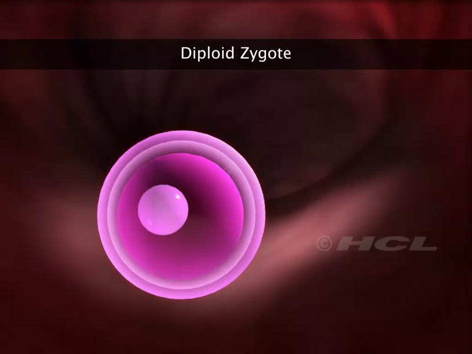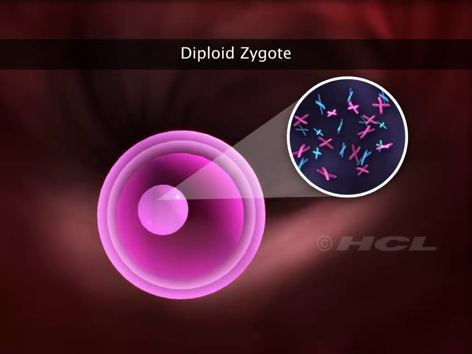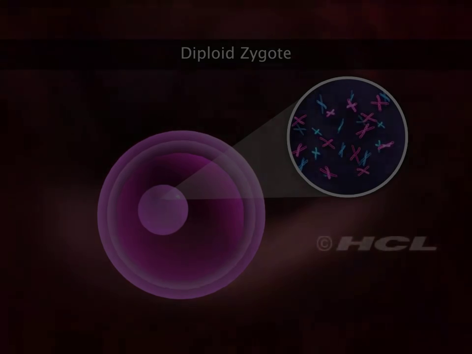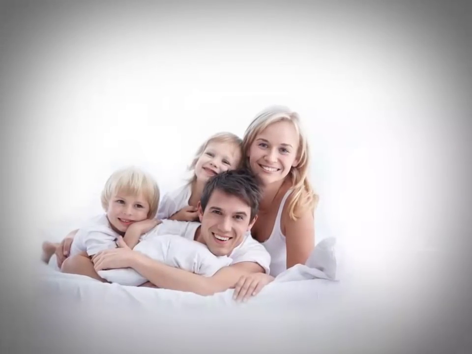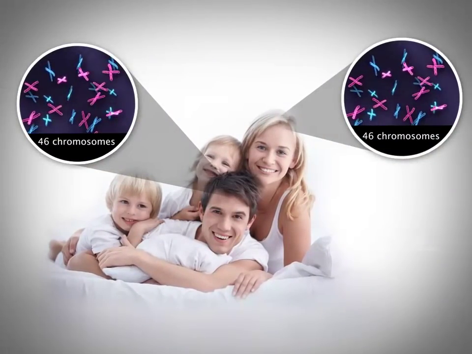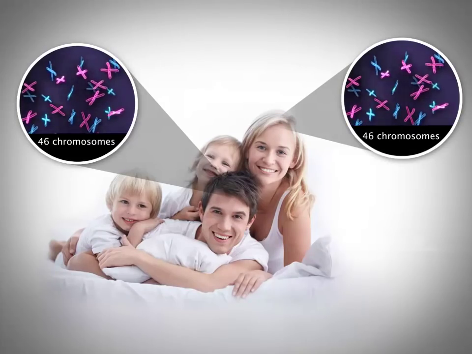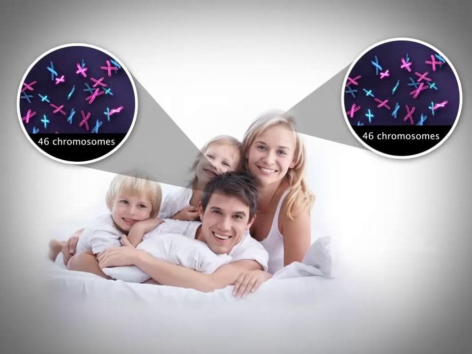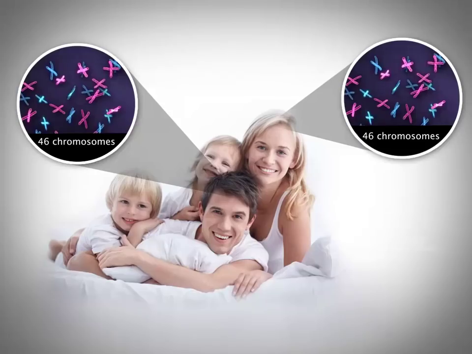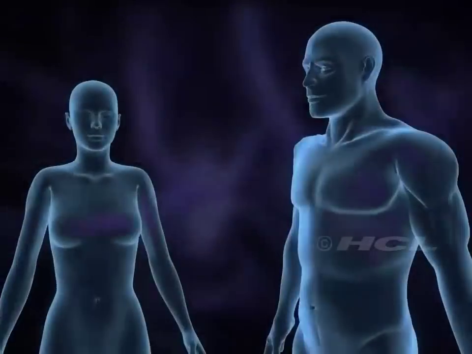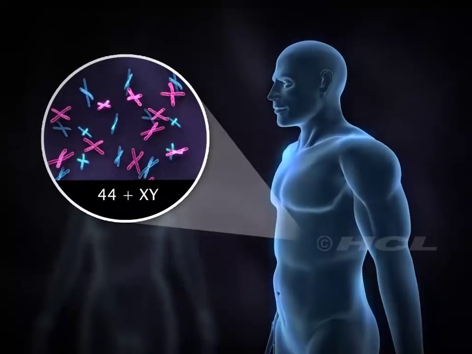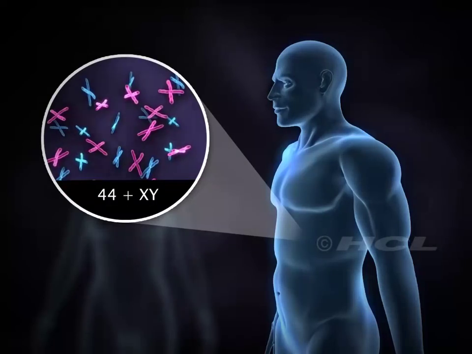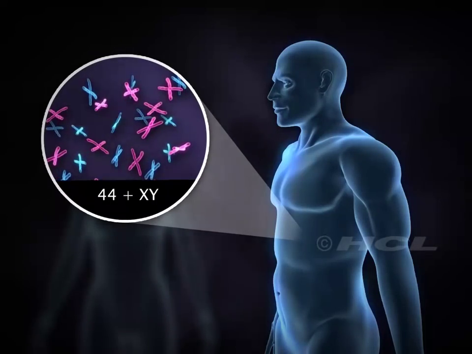The zygote is diploid since it contains two sets of chromosomes. Human beings have 46 chromosomes, out of which 44 are autosomes, and the remaining two are sex chromosomes. The human male contains 44 autosomes plus one X and one Y chromosome.